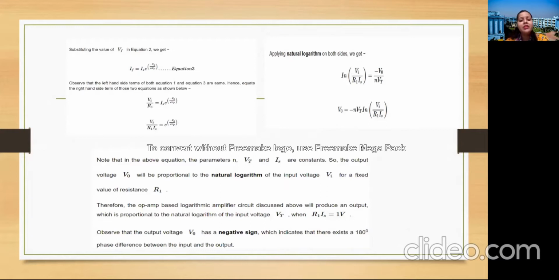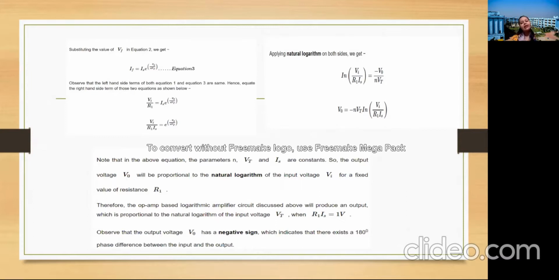So in the above equation, if the parameters N, Vt and Is are constant, we can conclude that the output voltage V0 will be proportional to the natural logarithm of the input voltage Vi for a fixed value of resistance R1. Therefore, the op-amp based logarithmic amplifier circuit discussed will produce an output which is proportional to the natural logarithm of the input voltage Vi when R1 Is equals 1 volt.